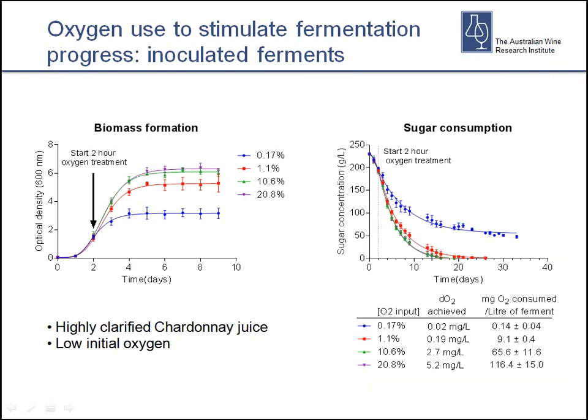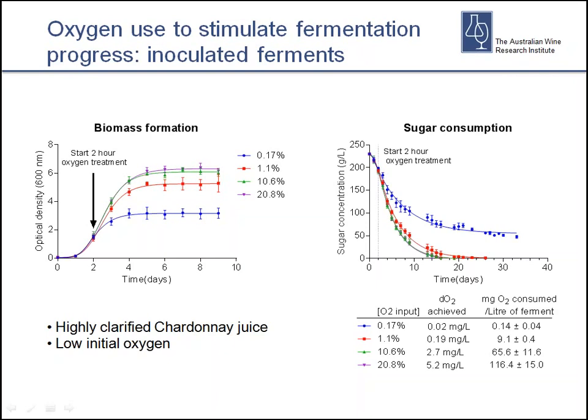During this period, you get maximum CO2 production, so there's little risk of oxidation. However, it can be challenging to introduce sufficient oxygen to achieve these types of dissolved oxygen concentrations due to the stripping effect of the CO2 that's being produced during fermentation.